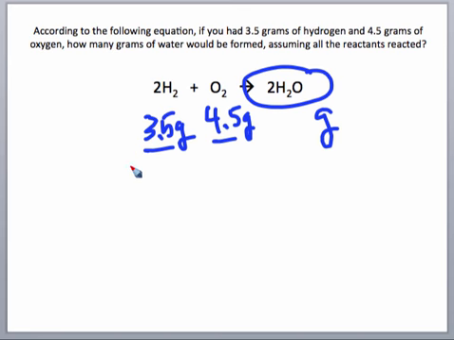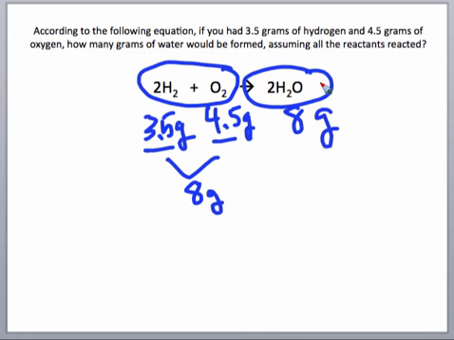Later on in the year we'll talk about why not all of that will react, but let's assume that it does. So if we start with 8 grams, according to the law of conservation of mass, we have to end with 8 grams. So this is actually a very simple problem. Just remember, your total mass of your reactants is going to equal your total mass of products. And since the equation is already balanced, we don't have to worry about that.